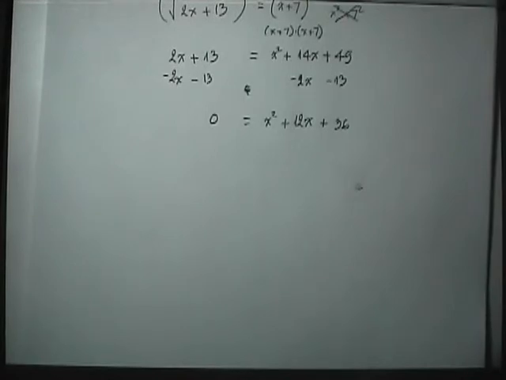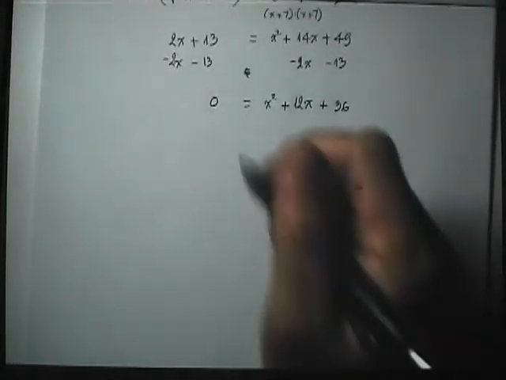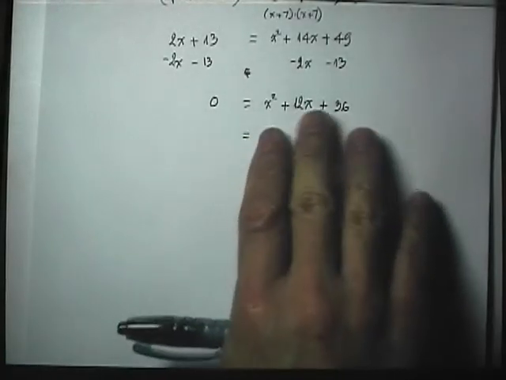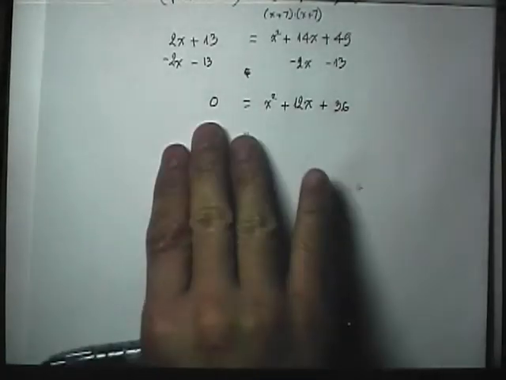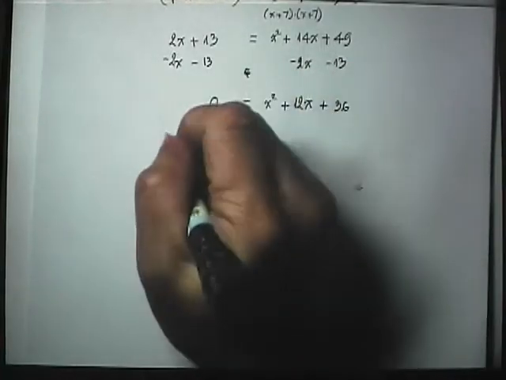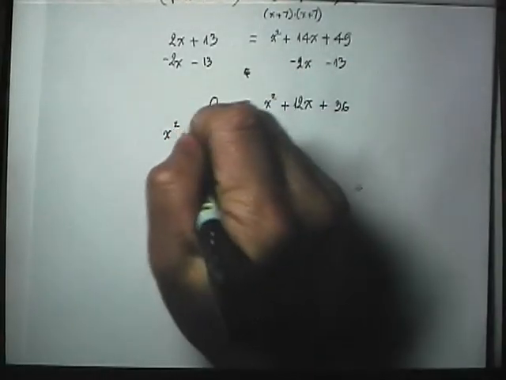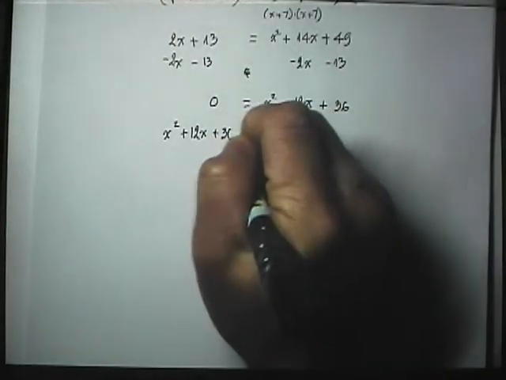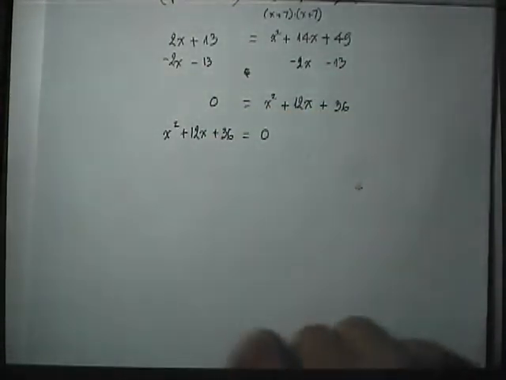Okay. So now my equation at this point, and once again, if any of you is not comfortable with looking at the equation this way, where you see all the terms on the right hand side and a 0 on the left hand side, you can just simply turn the equation around. You have x squared plus 12x plus 36 equals 0. Just like that. Now it makes it much easier to solve the quadratic equation.